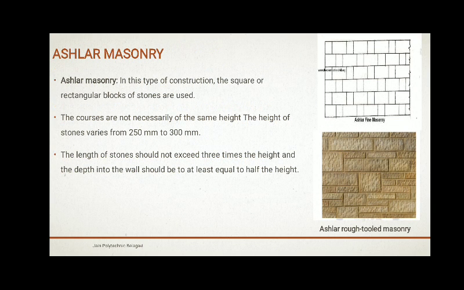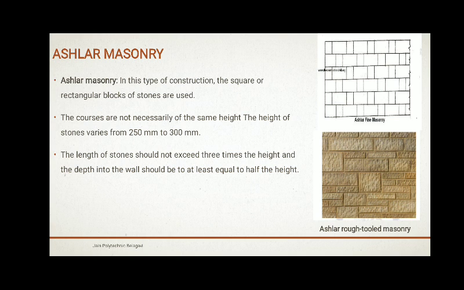Next, coming to ashlar masonry. So in this type of construction, square or rectangular blocks are used. So the courses are not necessarily of same height. In the previous coarse rubble masonry, the courses were of almost same height, but in case of ashlar masonry, the courses of the stones or the bricks which are laid should not be of same height, means it is not necessary that they should be of same height. The height of the stone varies from 250 to 300 mm.